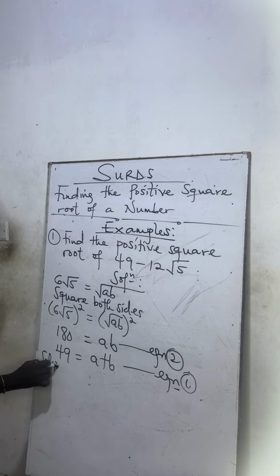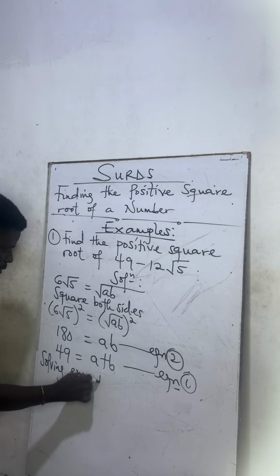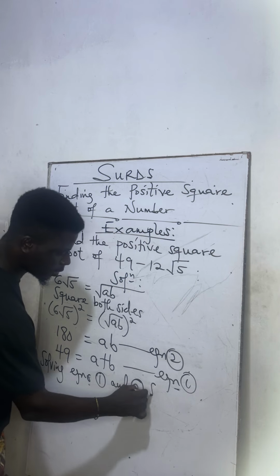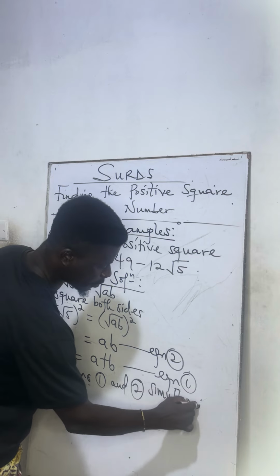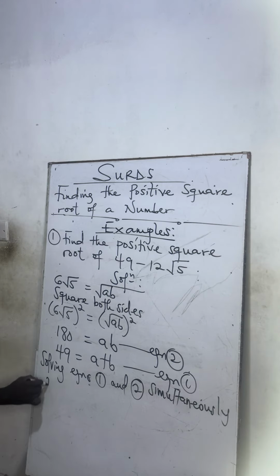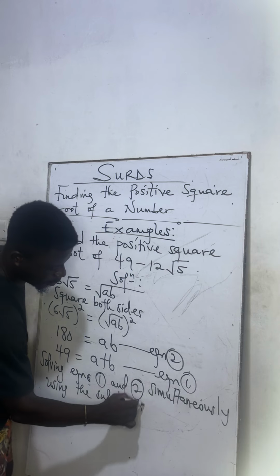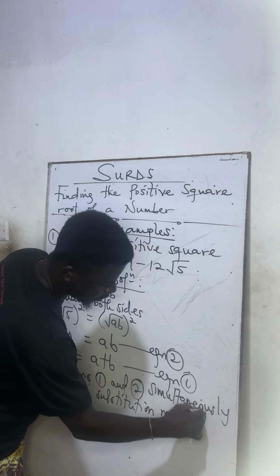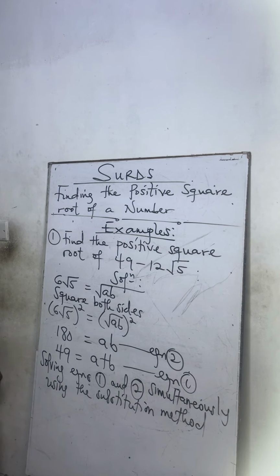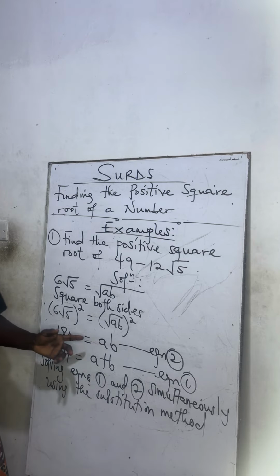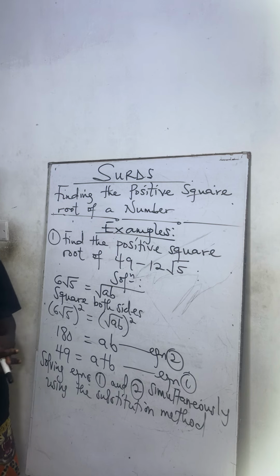So we want to solve equations 1 and 2 simultaneously using the substitution method. So now let's see. We can make any variable the subject in either equation 1 or 2. You choose your own.